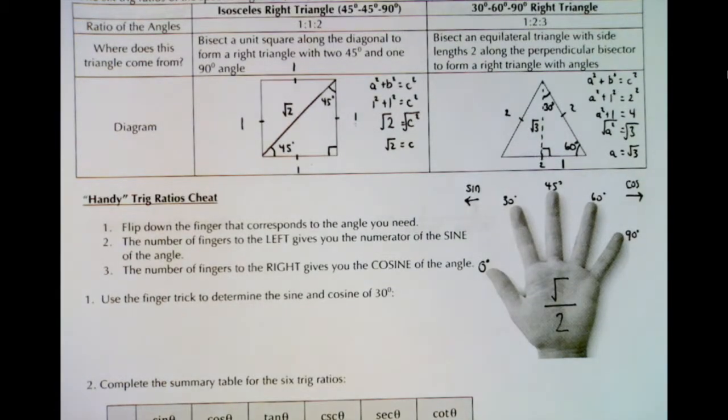So we're going to do two examples using the hand and the special triangles and show you that you get the same answer. So the way the hand works is you flip down the finger that corresponds to the angle you want. The number of fingers to the left gives you the numerator of the sine ratio. The number of fingers to the right would give you the numerator for cosine ratio. So what do I mean by that? Well, let's do sine and cosine of 30 degrees.